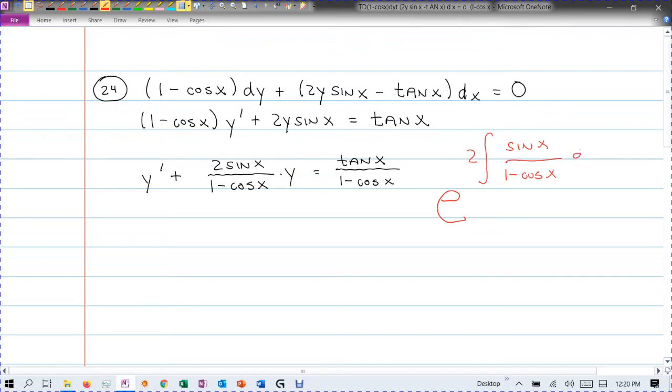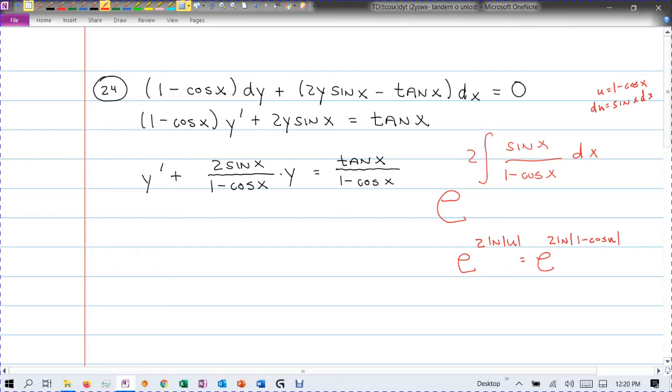So for that integral, basic u sub, u is equal to the bottom. The derivative of that is just the top. That's really nice. So we just have 1 over u du, so this is going to be 2 natural log of the absolute value of u, which is going to be equal to 2 natural log of 1 minus cosine x, and that should be okay.